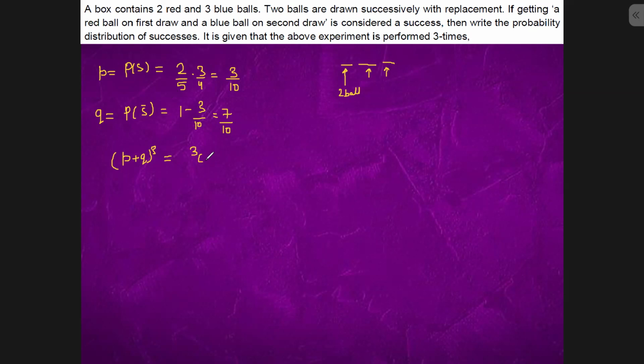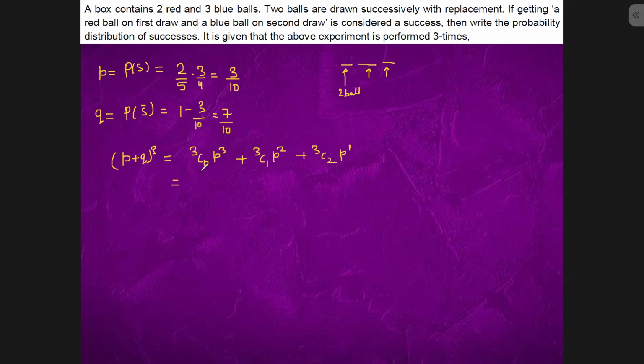3C0. 3C0 meaning we win every time. So it is P cube. We will win one time, P square Q. We will win 2 times, P Q square. And we will not win is not a success rate. Not winning. So we require only success.